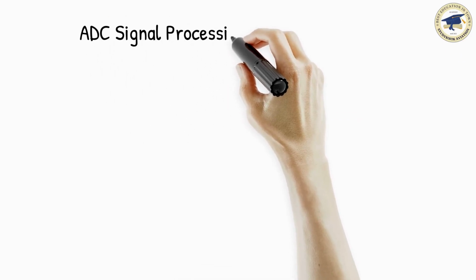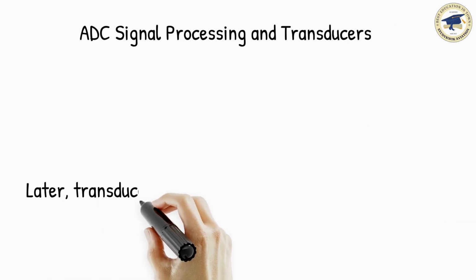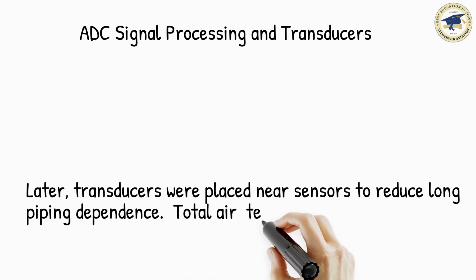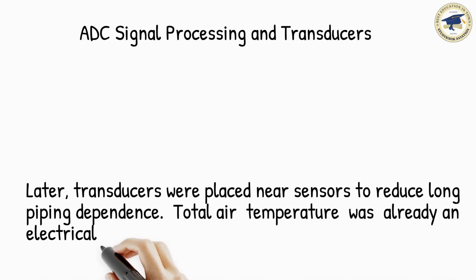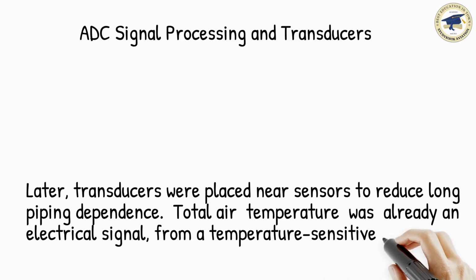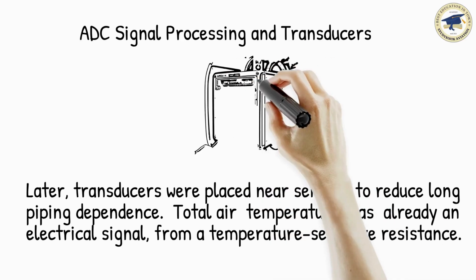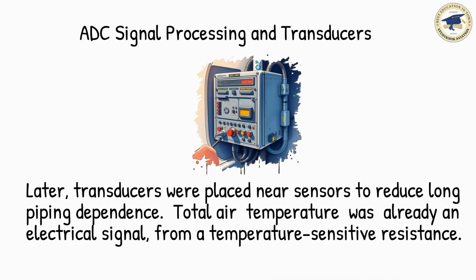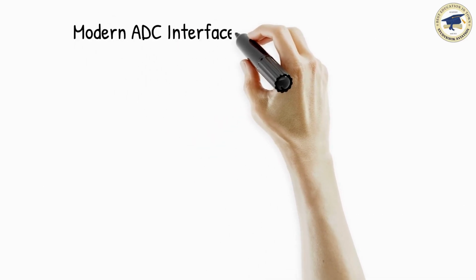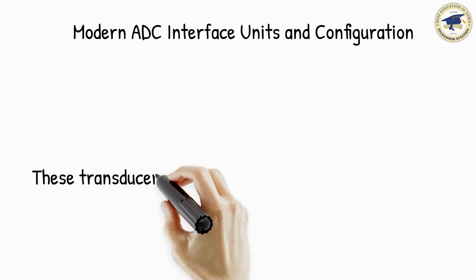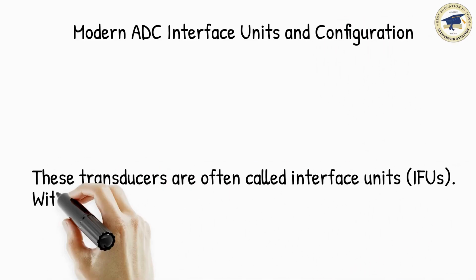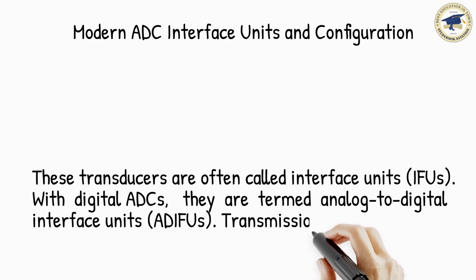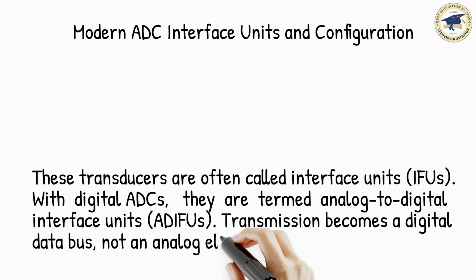Later, transducers were placed near sensors to reduce long piping dependence. Total air temperature was already an electrical signal from a temperature-sensitive resistance. These transducers are often called interface units. With digital ADCs, they are termed analog to digital interface units. Transmission becomes a digital data bus, not an analog electrical signal.